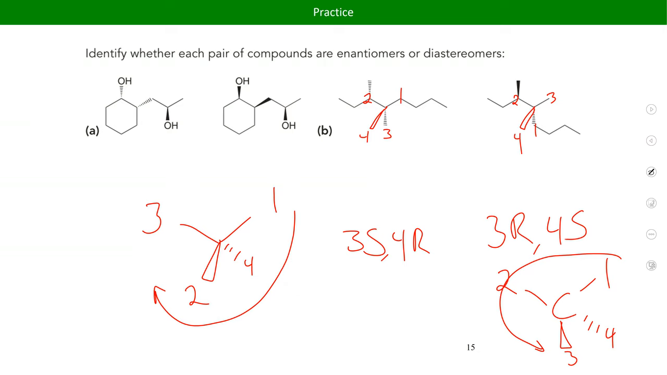Right, so part of this is a good topic to teach right after you learn R and S, partly because you have to do a lot of practice for determining R and S and assigning priority. So at the very least, you should get good at doing R and S, even if the whole idea of a diastereomer is tricky to you still. That's fine. You'll get there. It's just a vocab term, meaning one stereocenter didn't change, but the others did.